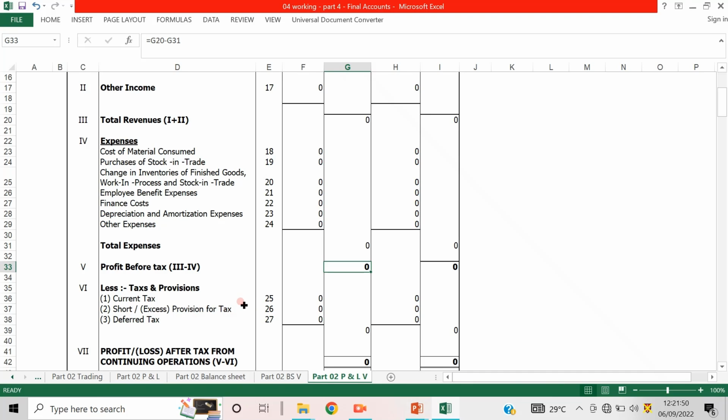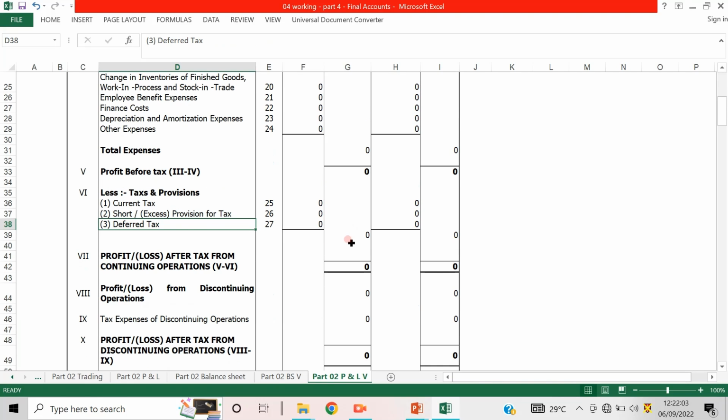एंड प्रॉफिट बिफोर टैक्स में से अप्रोप्रिएशन हो जाता है, टैक्स का प्रोविजन करते हैं. करंट टैक्स इतना है, कुछ शॉर्ट टर्म और एक्सेस प्रोविजन फॉर टैक्स कितना किया है क्या, और डिफर्ड टैक्स किया है, ये सब क्या करते हैं और बैलेंस इधर ले लेते हैं.